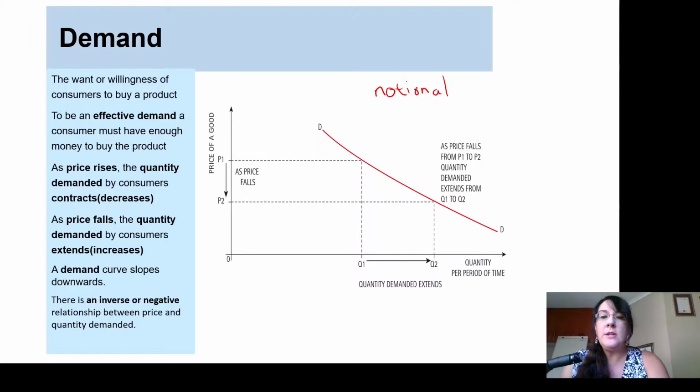In economics, we really actually just care about this effective demand bit. So I want the product, so I'm notioning that I want the product, but I also have the money to back that kind of want. So I have money to purchase it. So that is what we're going to look at in demand.